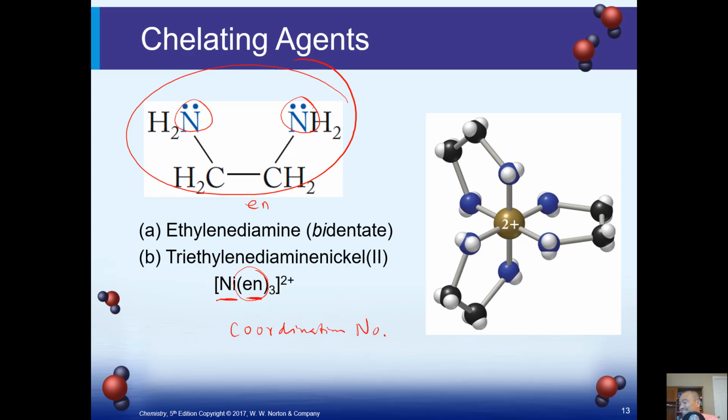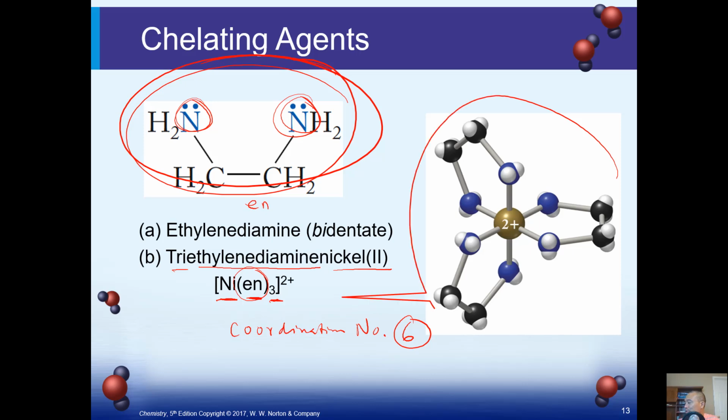This is not 3, it's 3 ligands, but each ligand provides 2 points of coordination bond. So this is actually 6. Okay, so when you name this, this is called a triethylenediamine nickel(II). This nickel carries a 2 plus charge over here, and this whole ligand is neutral. Okay, here's the structure on the right side of this complex, which looks very beautiful.